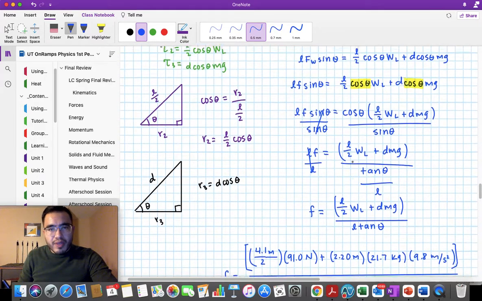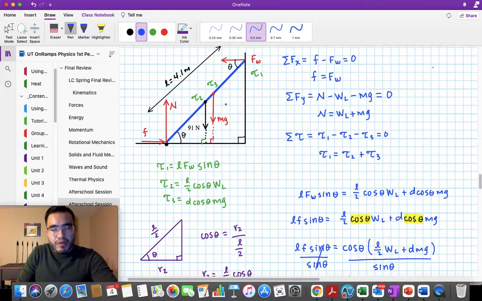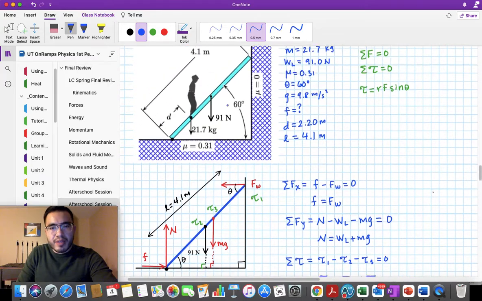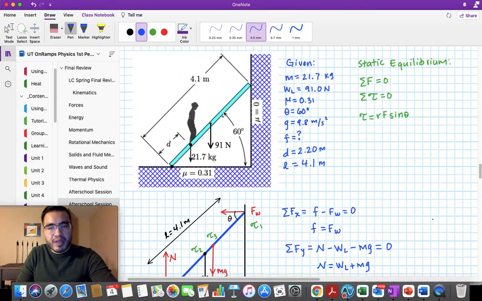This is the force that is keeping the wall from falling and the toddler from getting seriously injured. And that's it. Bye.